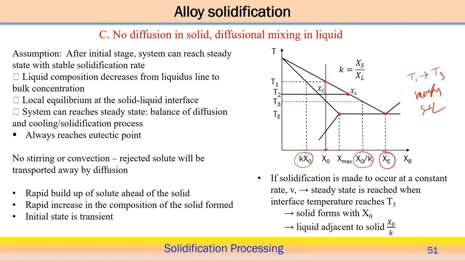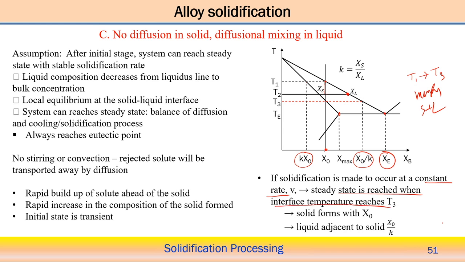So it means that there is a rapid buildup of the concentration of the solute. This buildup gradually increases ahead of the solid, but at the same time a rapid increase in the composition of the solid also forms, and the initial state is basically transient. These are the typical characteristics of this case. If solidification is made to occur at a constant rate, steady state is reached when the interface temperature reaches T3.